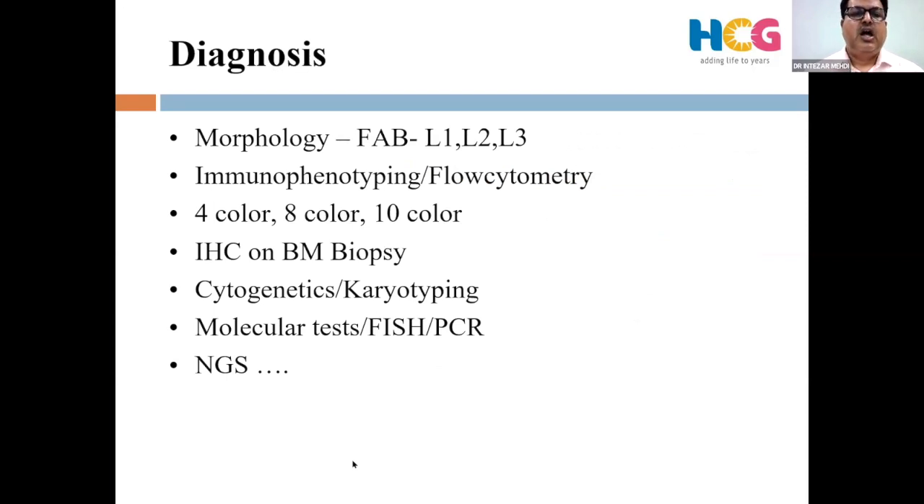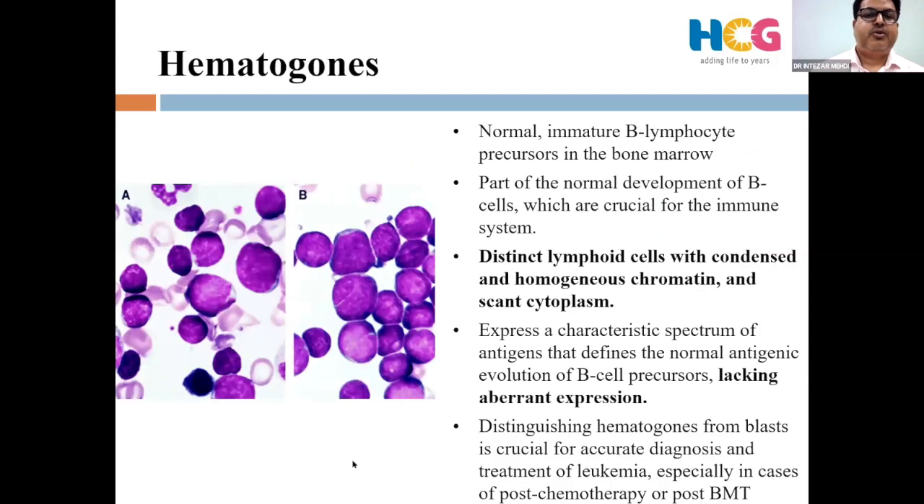As we all know, in the past, diagnosis used to be based on morphology, the FAB L1, L2, L3 classification. Nowadays, it is based on immunophenotyping, or flow cytometry, 4 color, 8 or 10 color, and we are able to classify which type of leukemia we are seeing. Then there can be immunohistochemistry on bone marrow biopsy, and we order other tests like karyotyping and molecular tests. And nowadays NGS has also come up in a big way, which I'm going to speak about in the next few minutes.